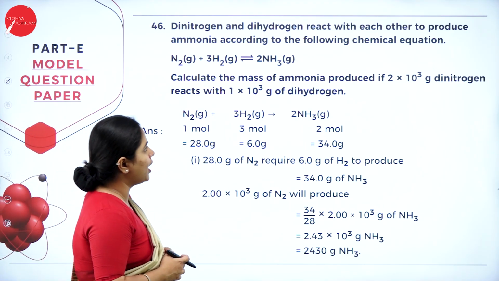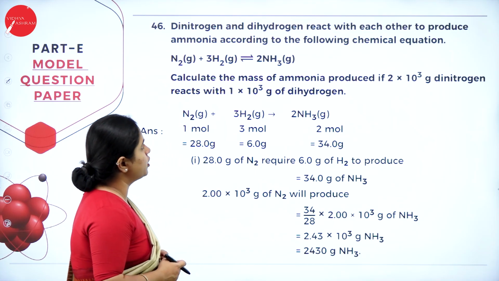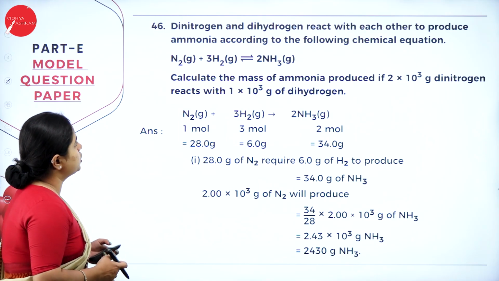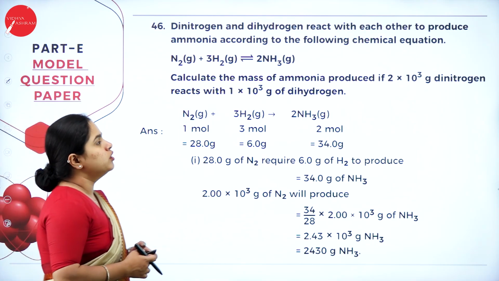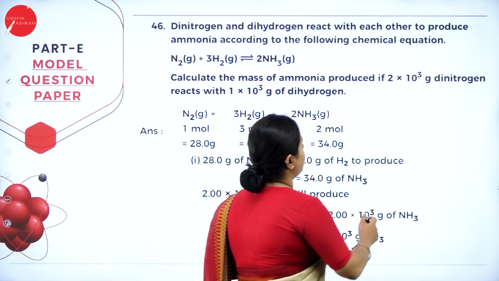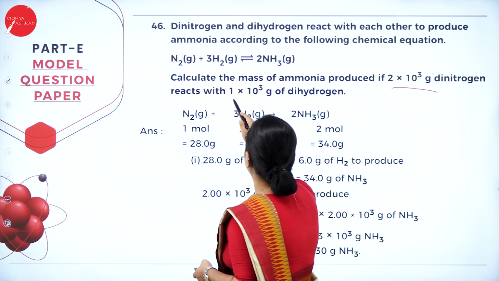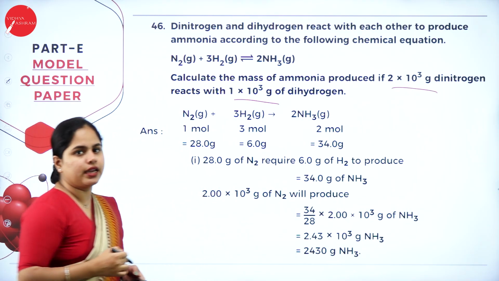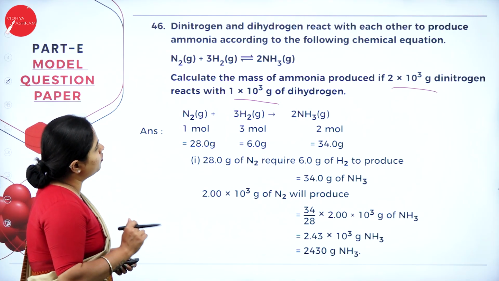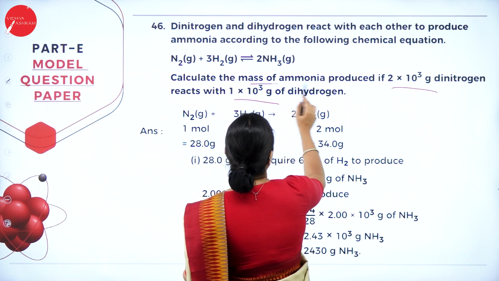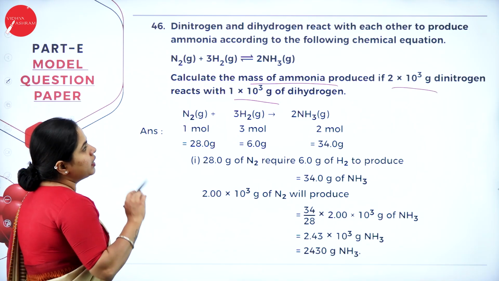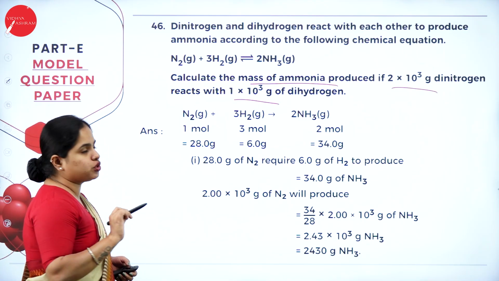Dinitrogen and dihydrogen react with each other to produce ammonia according to the following chemical equation. The balanced chemical equation is already given: nitrogen plus 3 moles of hydrogen combines to form 2 moles of ammonia. Calculate the mass of ammonia produced if 2 into 10 to the power 3 gram of nitrogen reacts with 1 into 10 to the power 3 gram of dihydrogen. So these are the given data, and you have to calculate the mass of ammonia produced.